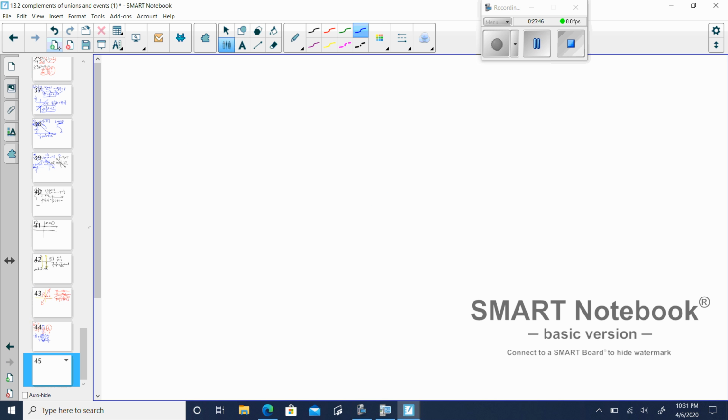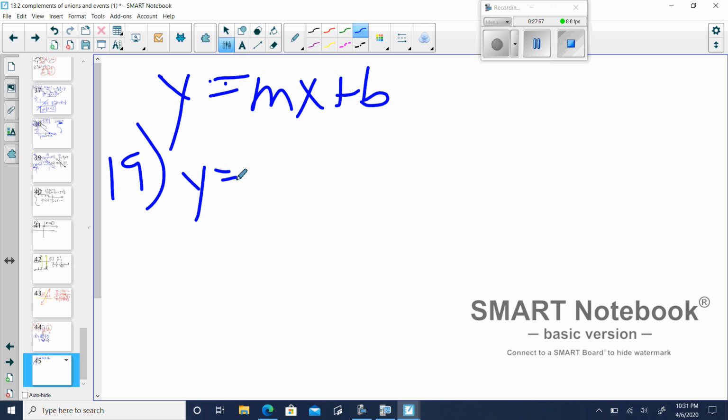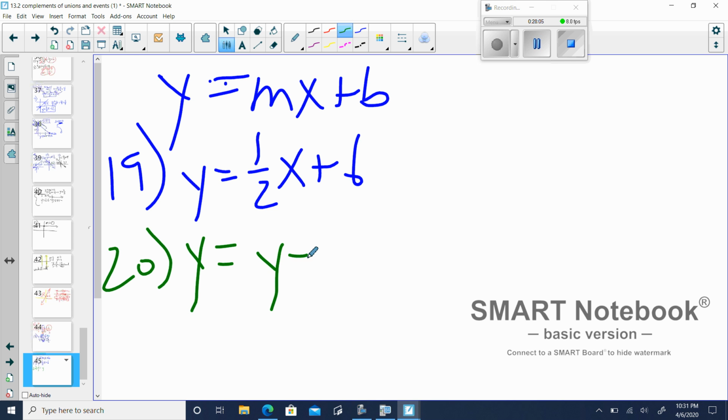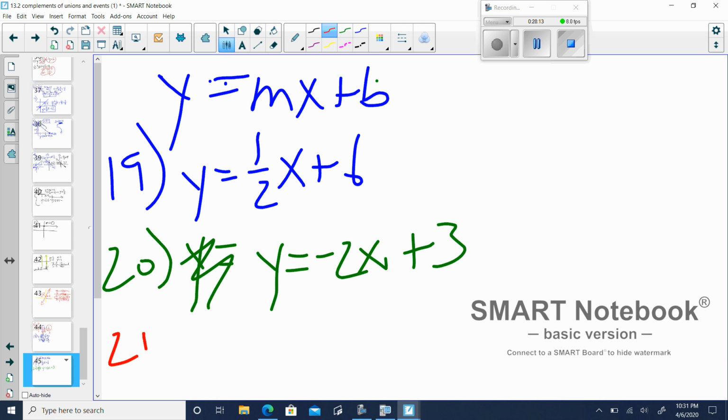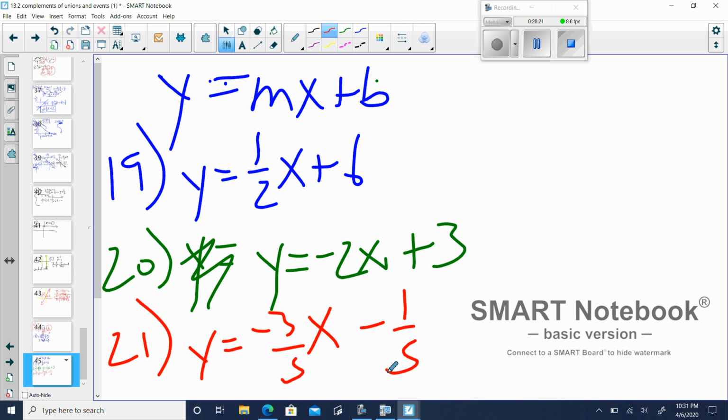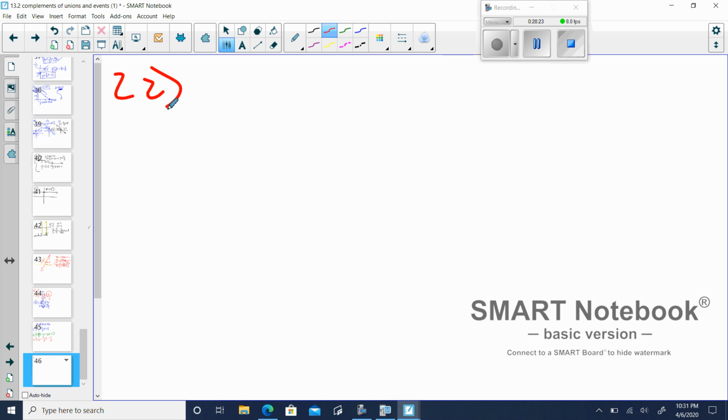We're going to breeze through these next ones. Write an equation in slope-intercept form. So y equals mx plus b, and they give us the information. In 19, they say our slope is 1/2, our y-intercept is 6. For 20, they say our slope is negative 2, so I'm sorry, y equals negative 2x. Our y-intercept is 3, so y equals negative 2x plus 3. 21, we have a slope of negative 3/5 and a y-intercept of negative 1/5. It's that easy. Extra practice 22.